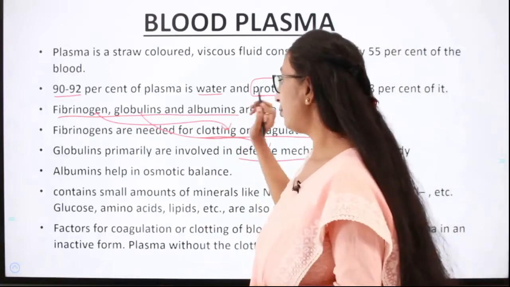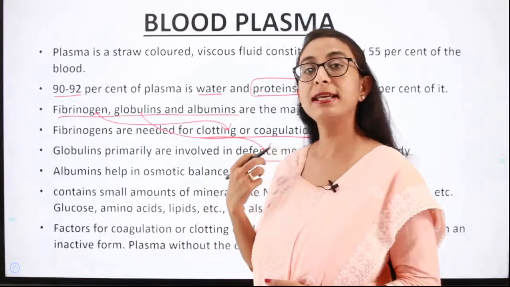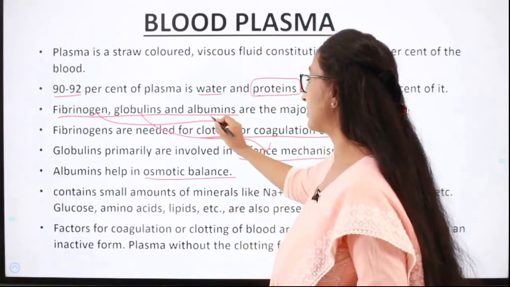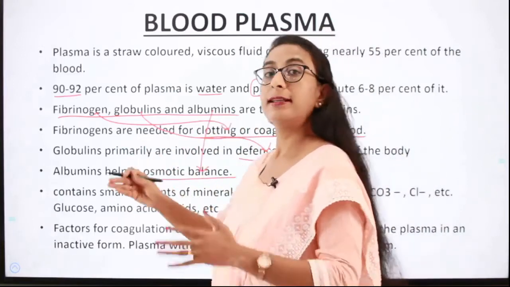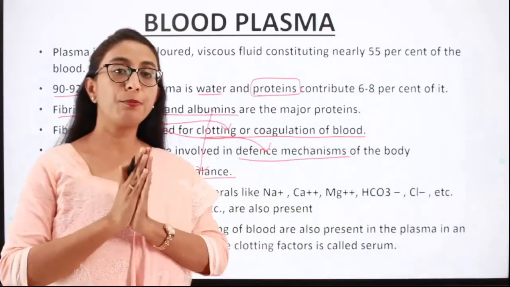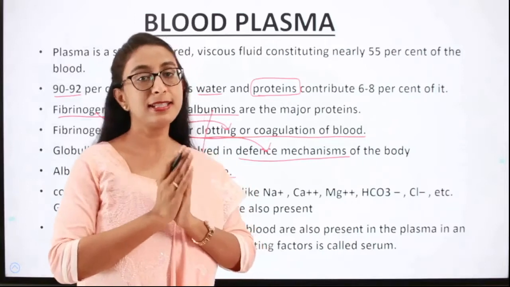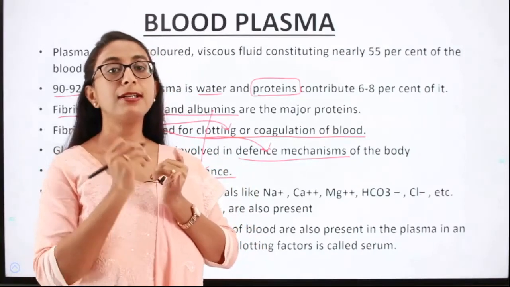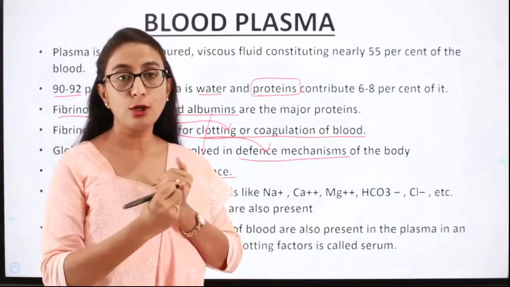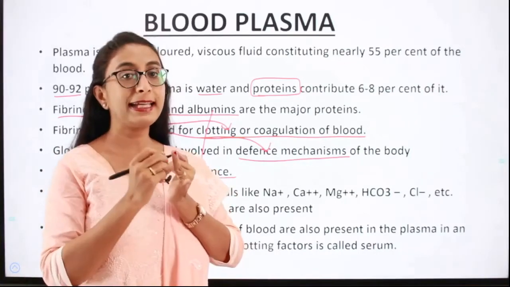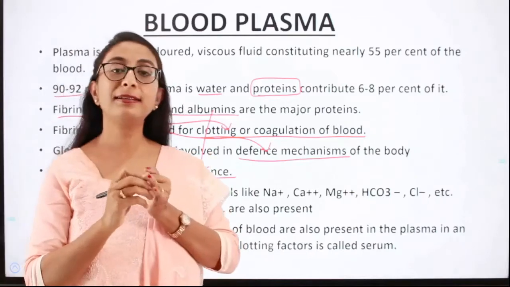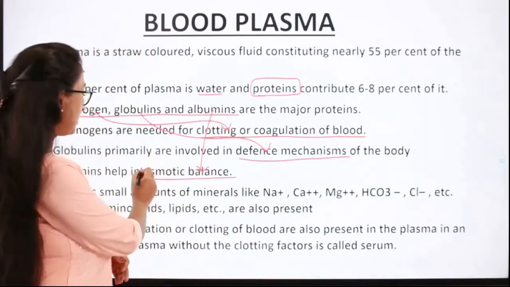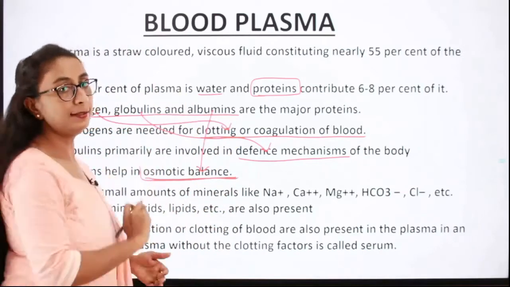Next comes the albumins. So what is the function of albumins? Albumins help in osmotic balance. So this is very important, that is, the function of the three different proteins present in plasma. First one is fibrinogen, which helps in blood clotting or coagulation of blood. Second one is globulin, which takes part in the defense mechanisms of the body. And third one is albumin, which is responsible for osmotic balance in the body.